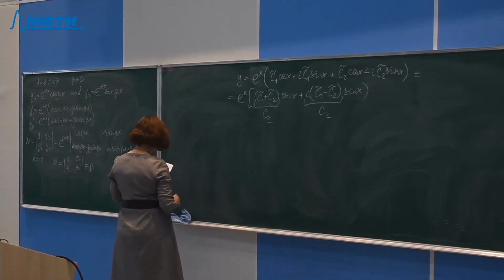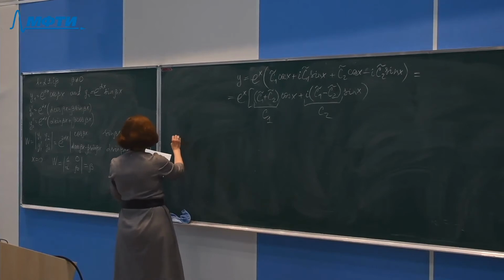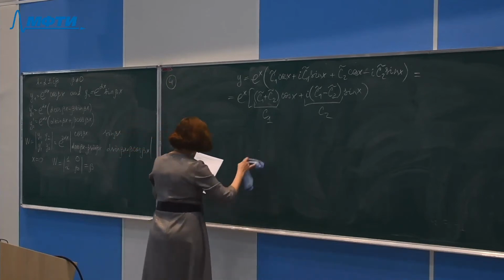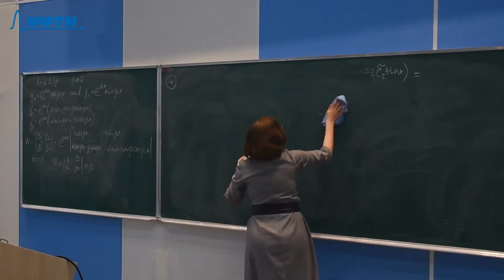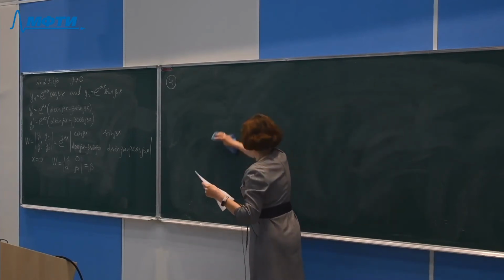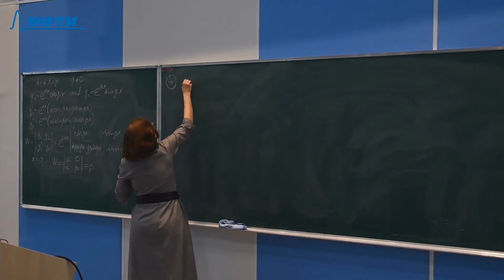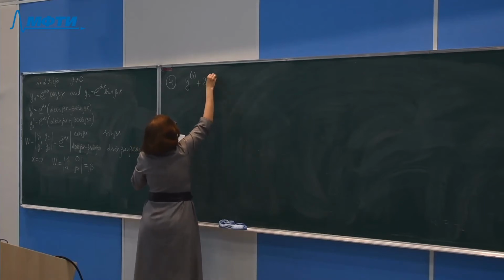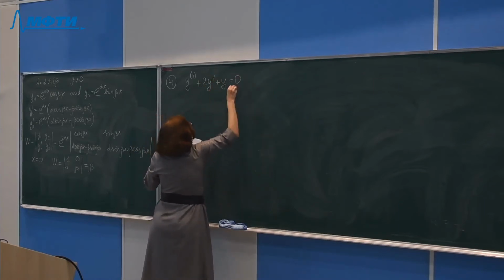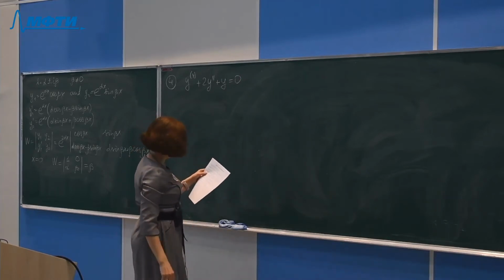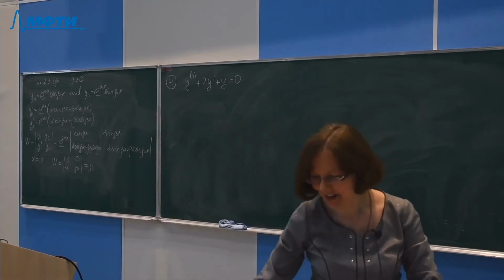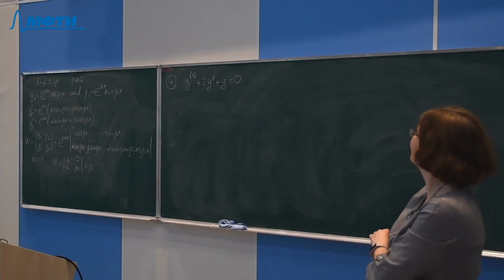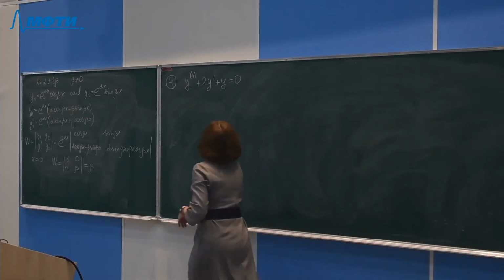Next, let's try to solve the following task. I will use task number 4. Let it be the fourth derivative of y plus 2y'' plus y equals 0. Okay, let's try to solve. Let's do it together.